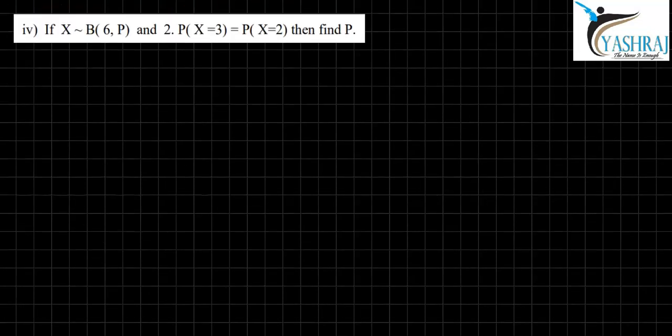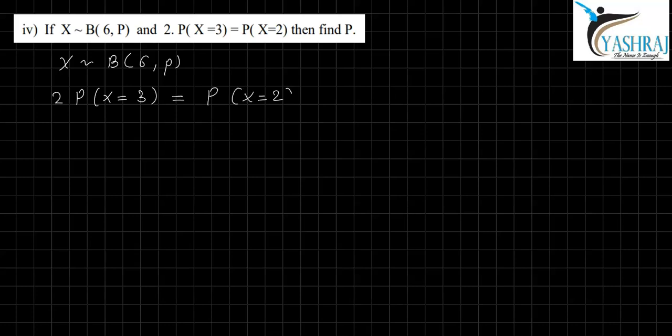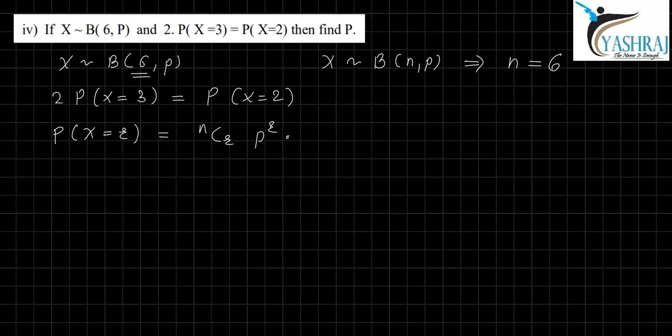Look at the next question now. We have X follows the binomial distribution of 6 comma p, and we have 2 times P of X equals 3 is equal to P of X equals 2. Now once we compare X follows the binomial distribution of n comma p, that implies our n value becomes 6. So now we have the formulation P of X equals r is nCr p to the power r into q to the power n minus r.